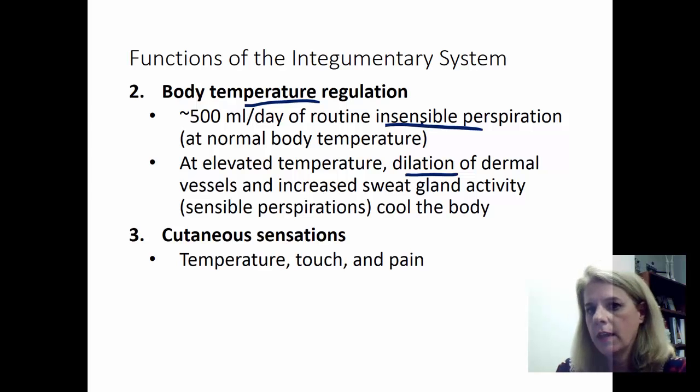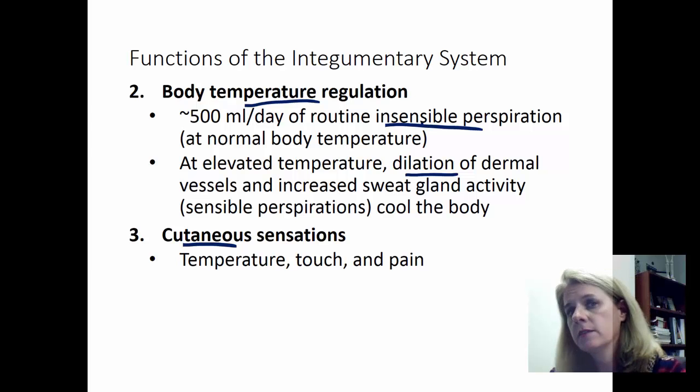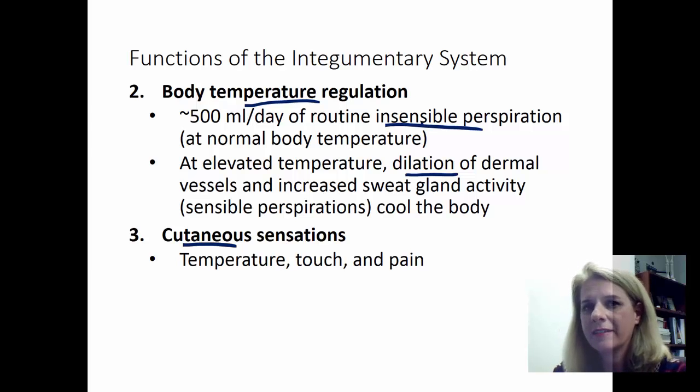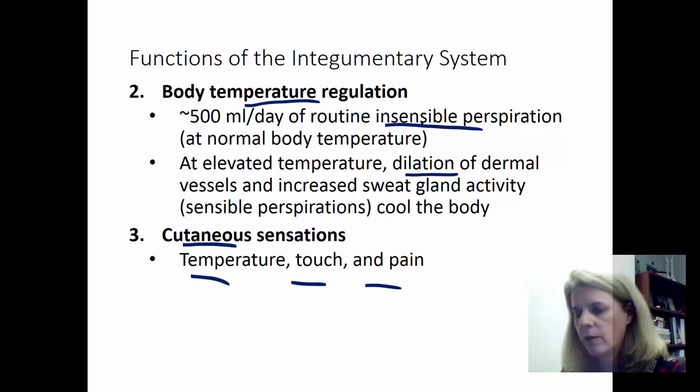We also use it to allow us to know what's going on in the world around us. We have what are called cutaneous sensations. And we say cutaneous, that means skin. So we have temperature receptors, touch receptors, pain receptors that allow us to know about our environment.